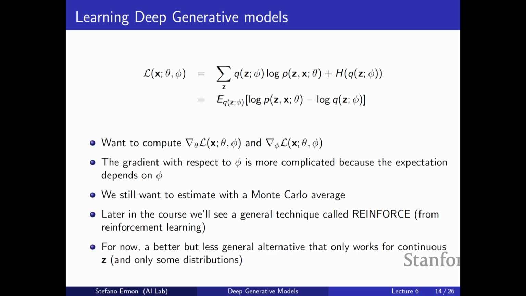Today, we'll see a simpler, actually better way of doing things that does not work in general. It only works for certain choices of Q. For example, when Q is Gaussian, you can use this kind of trick. It's more efficient in the sense that it has lower variance, it's a better estimator.